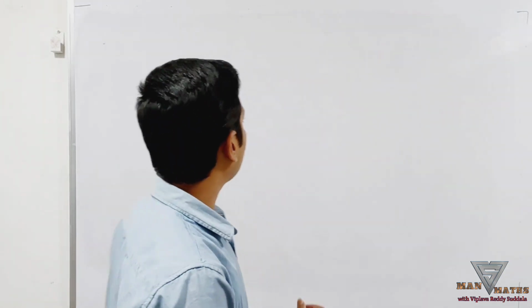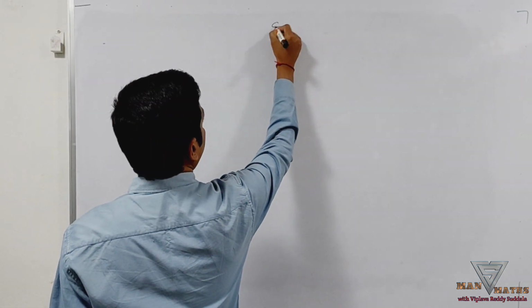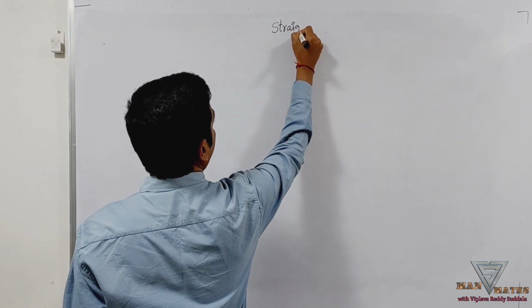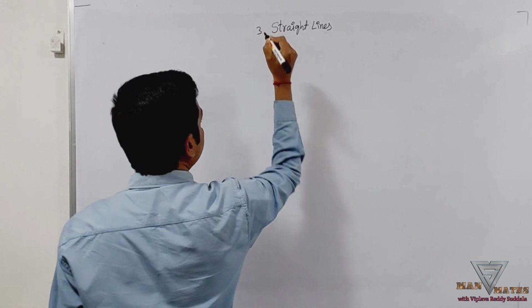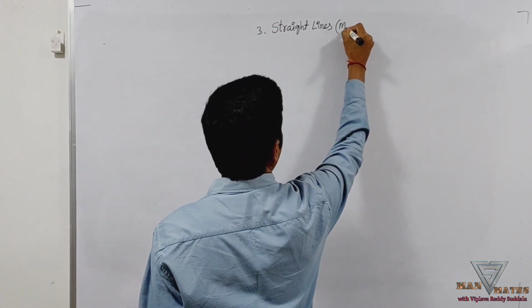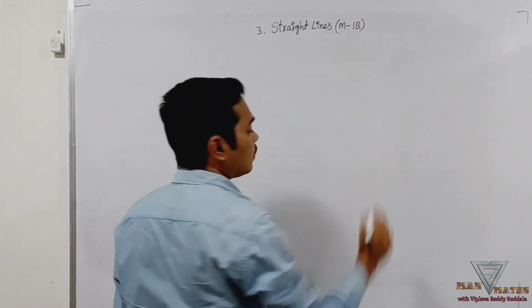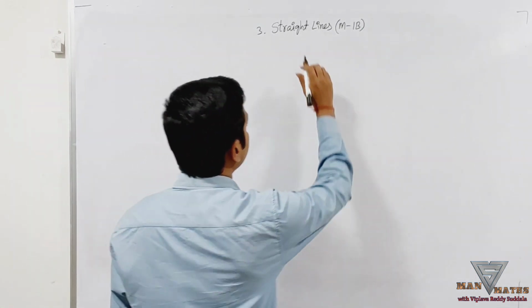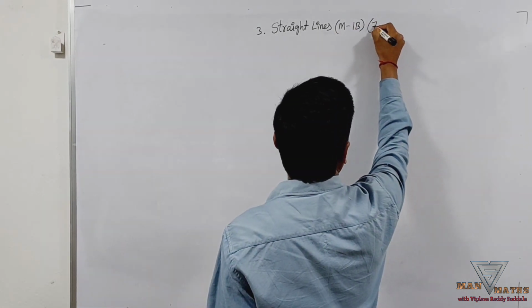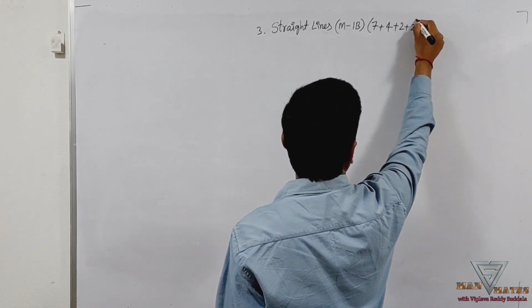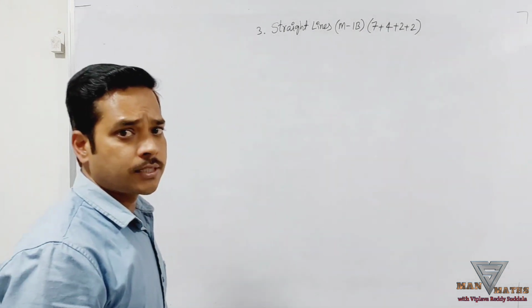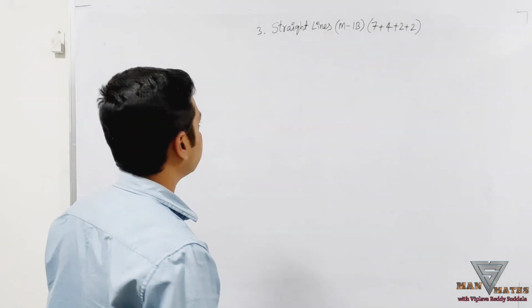Now I am going to explain some very useful problems for your IP examination. Today my topic is straight lines. This is the third chapter in Maths 1B. For the IP examination, the weightage from straight lines is 1 LAQ, 1 SAQ, and 2 VSAQs. Total 15 marks from the straight lines chapter.